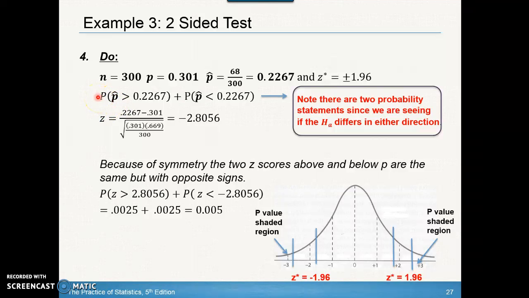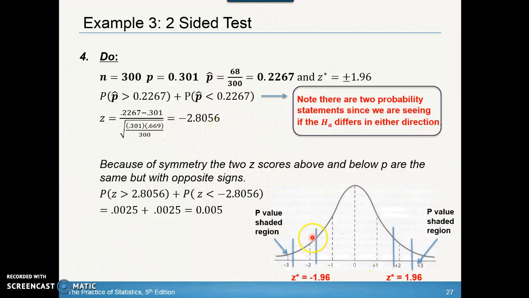So notice this probability statement. There are 2 probability statements because it's two-sided. What's the probability of getting 0.2267 or higher? But since it's two-sided, what's the probability that I get 0.2267 or lower? What's the probability of both of them? Actually, that should be negative. Because we're using symmetry, this should actually be a negative. The z-score is 0.2267 minus what the population is, divided by the standard deviation here, and we get a critical z-score of negative 2.8506.